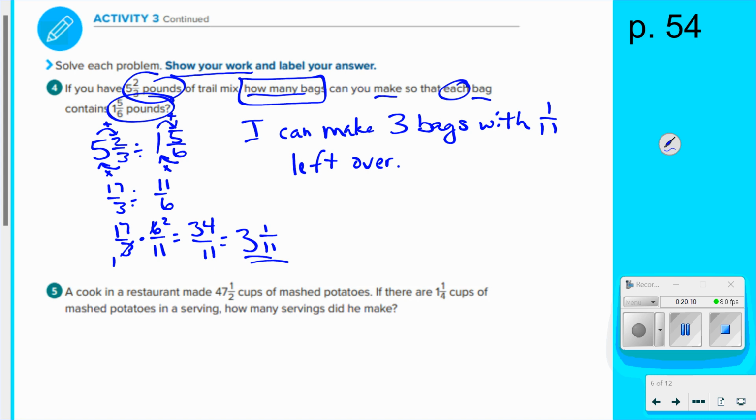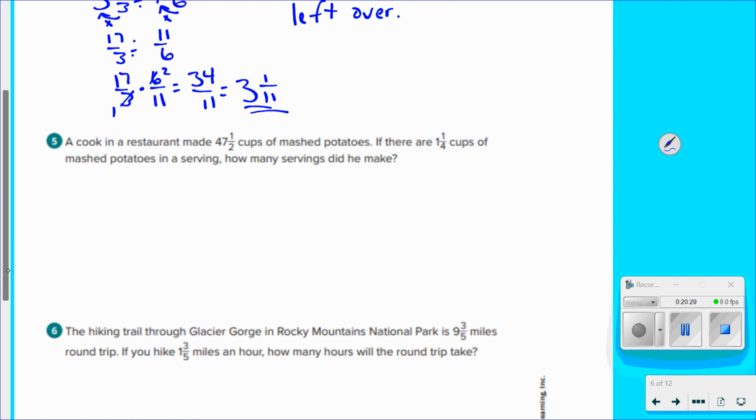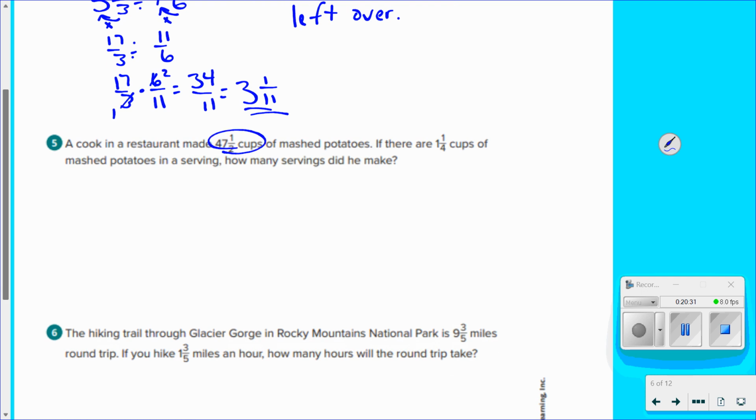Now, if this were a test and you had said 3 1/11 bags, would we give you the credit? Probably. But this goes back to our learning goals, which is understanding what the numbers mean in real-world context. In real-world context, what this means is I can make 3 bags, and I've got 1/11 left over. Everybody good? Okay, a cook made 47.5 cups of mashed potatoes.